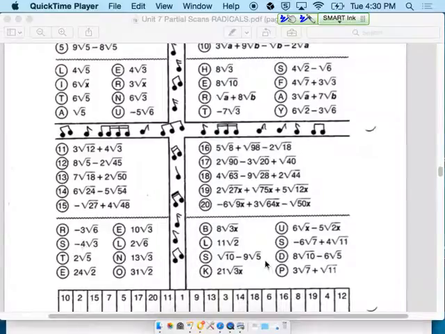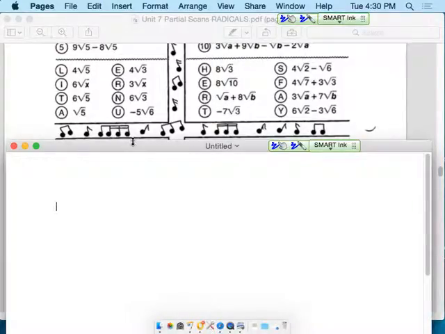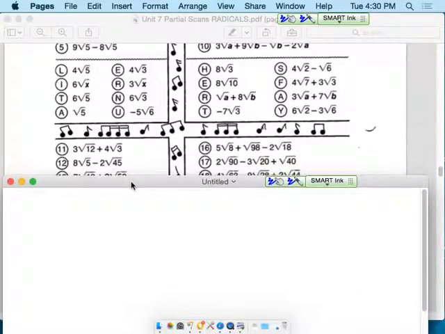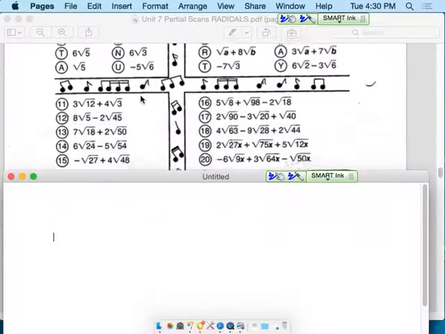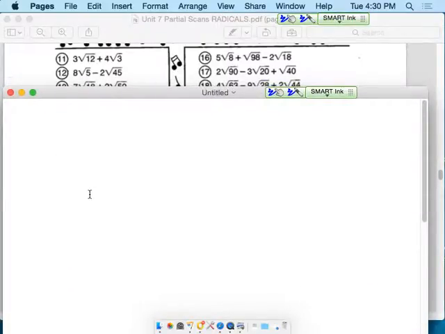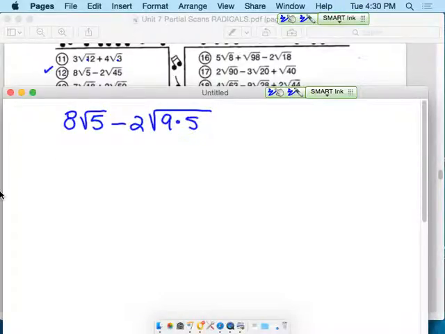This is probably a pretty good problem set right here. Let's look at a problem like number 12. I've got a radical 5 and a radical 45. They're not like radicands at the moment, and radical 45 is not simplified. So before I determine whether or not I can combine these, I would need to simplify that. The square root of 45 is 9 times 5, 9 being the perfect square.